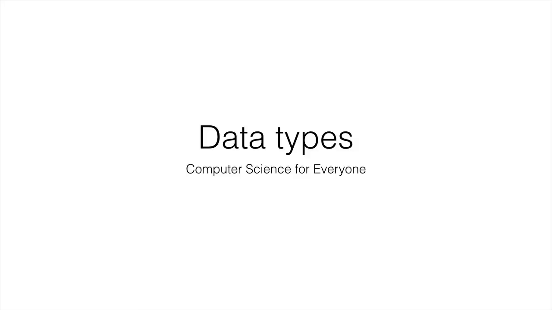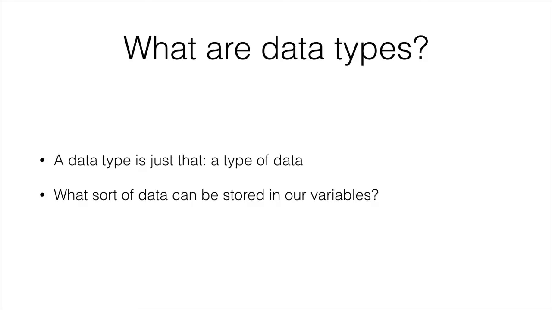This time let's talk about data types. In the last video, we saw how we could create variables inside or outside our methods. So let's have a look at what type of variables we can create apart from integer variables. Data types is just that, a type of data. But what sort of data can be stored in our variables?